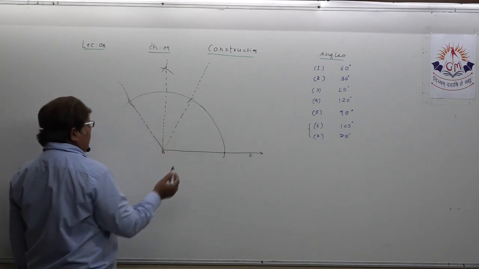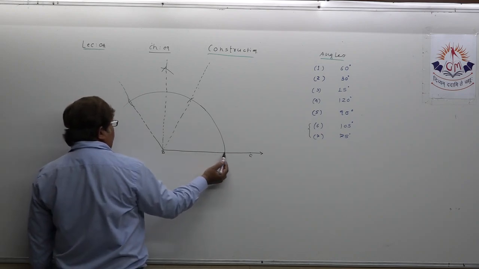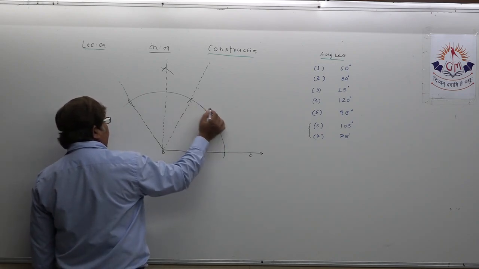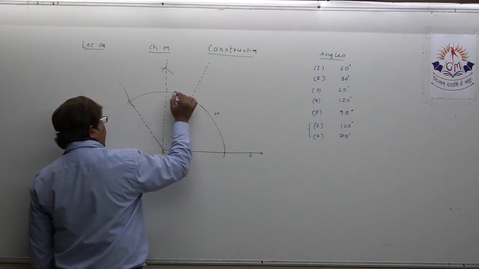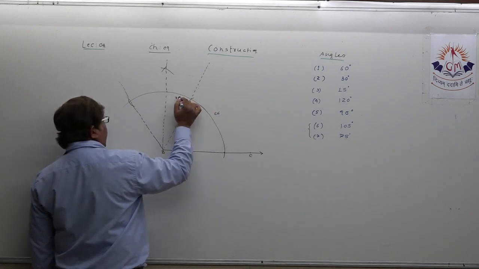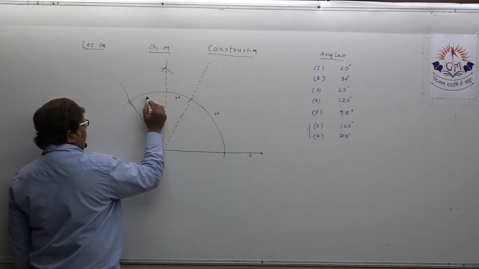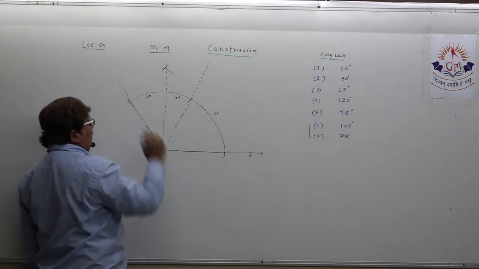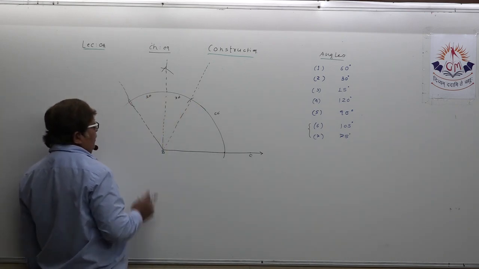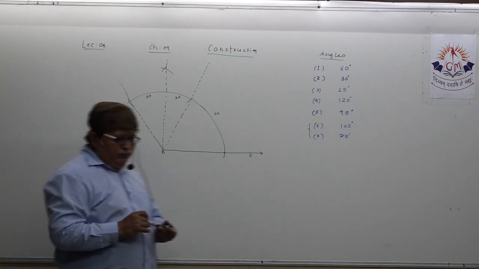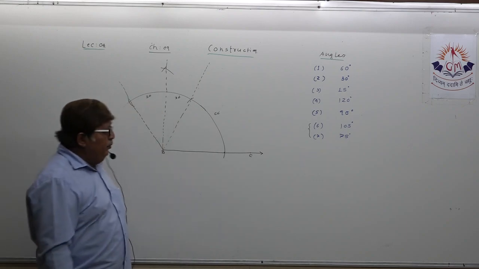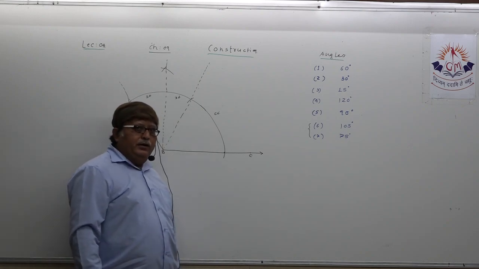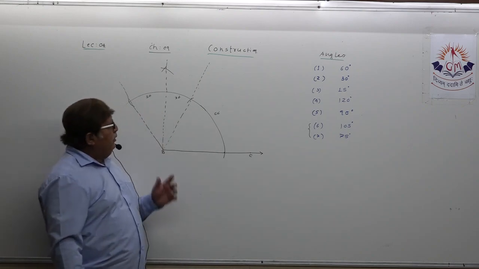Now try to understand. From here to here it is 60 degree. From here to here this is 30 degree. From here to here this is 30 degree. Okay. Now dear student, you can catch this very important point and can understand by yourself.